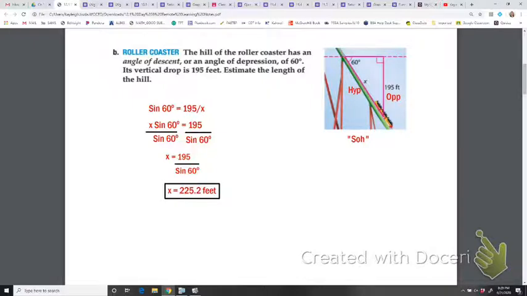So we have our angle listed there, 60 degrees. The side that's opposite to that is 195 feet. And then the hypotenuse is opposite that right angle, so that is pictured there. So the two sides that we know are opposite and hypotenuse, so again, we're going to use sine. So set up your ratio: sine of 60 degrees equals 195 over x. Similar to the last problem, multiply by x, divide by sine of 60, and type it into your calculator. You get that the length of the hill is 225.2 feet.